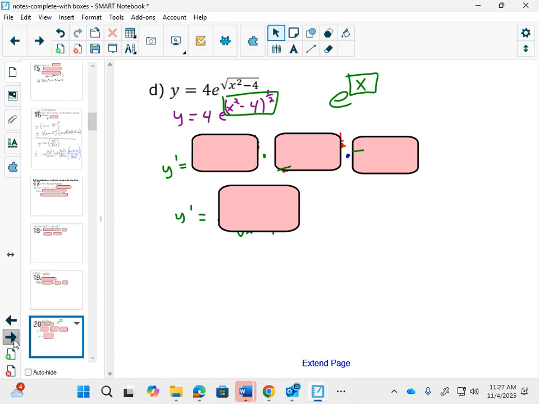So my most outside function is the e to the x. How do you do the derivative of e to the x? E to the x. So you keep everything exactly the same. Now I have to do the derivative of the inside function, which is a chain rule again, because I have an x squared minus 4 inside of a power of a half.